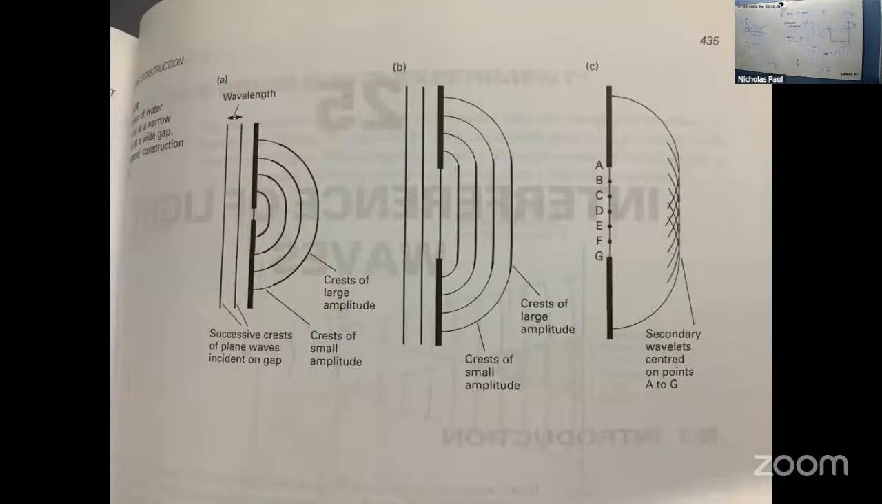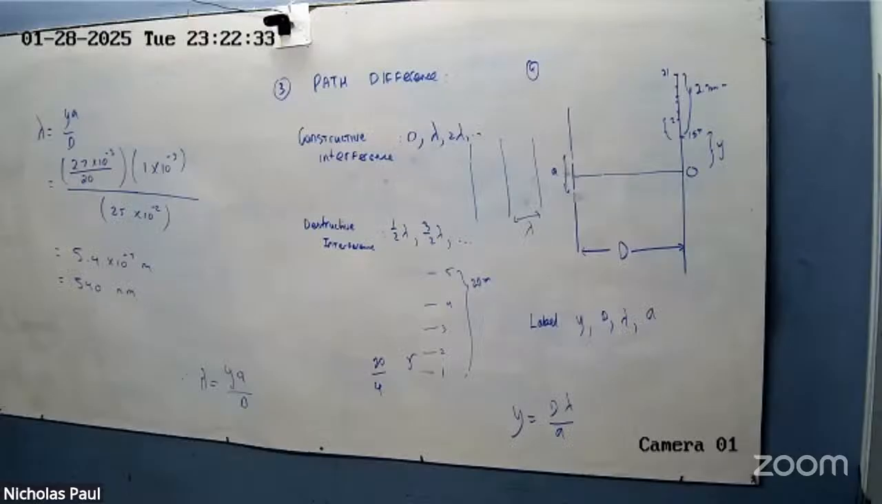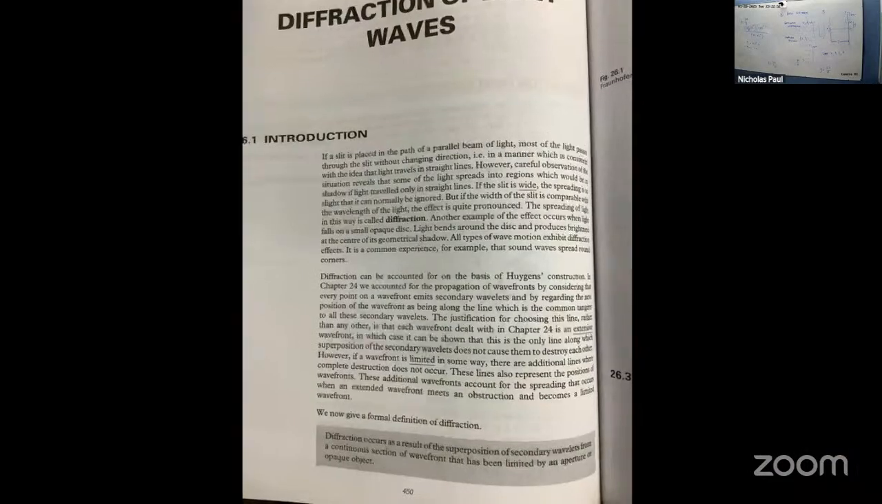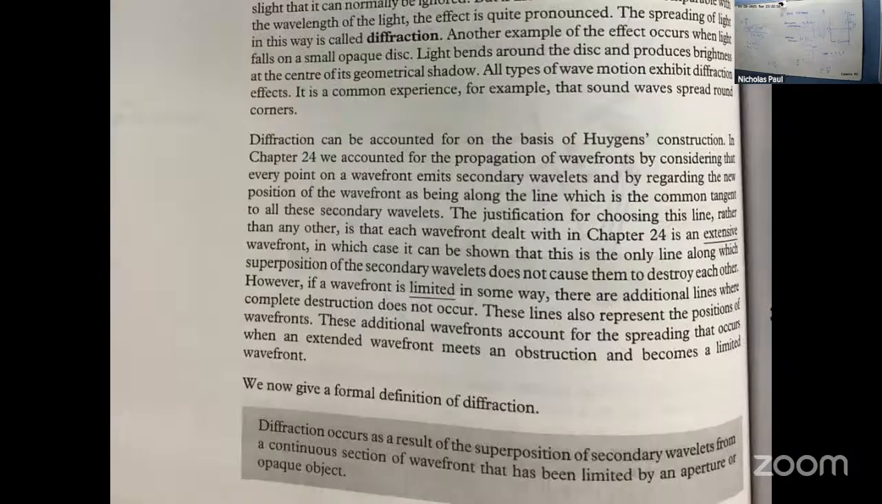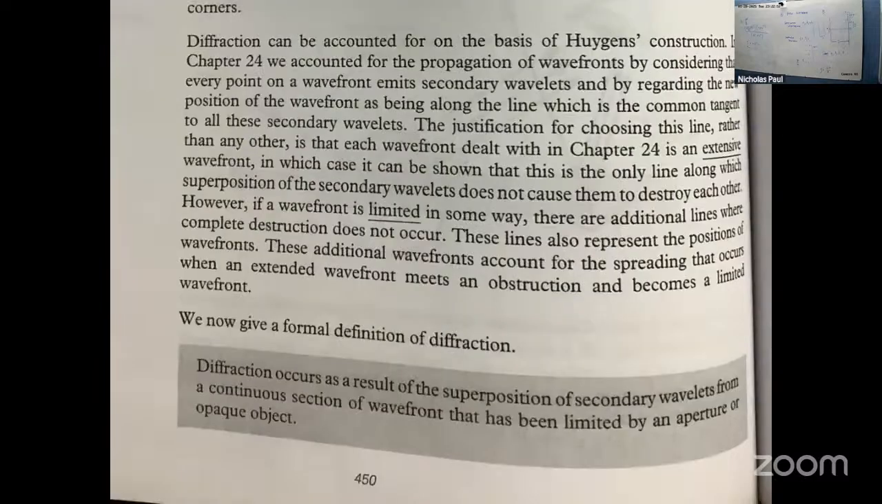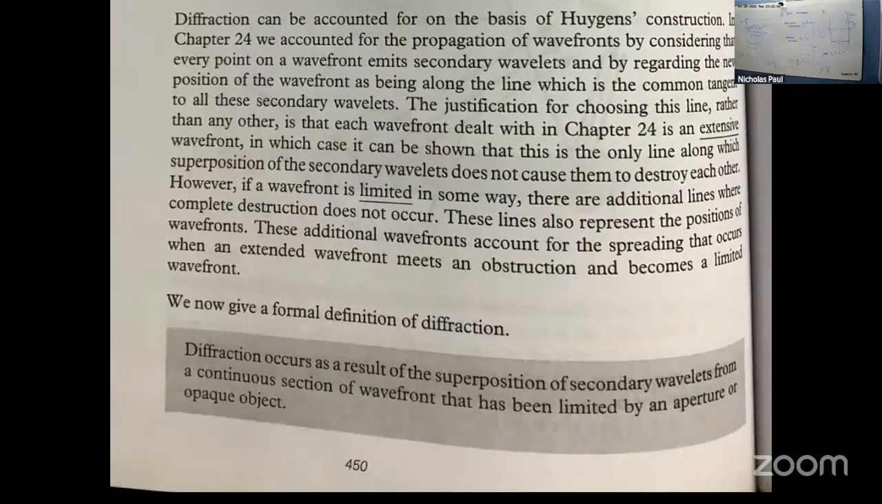All right, so now we're going back. Let's go back to where we were. Back to page 450. I have to put it back right here.